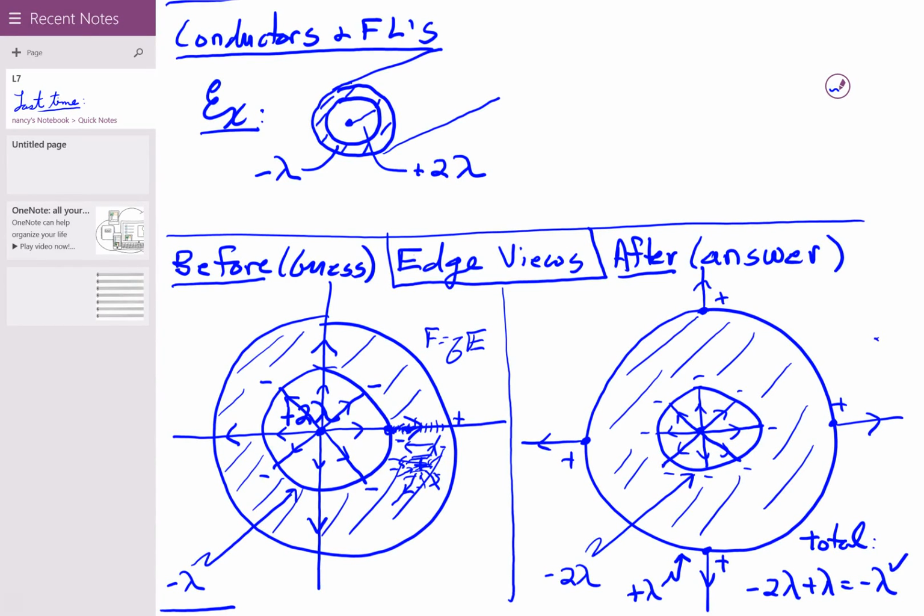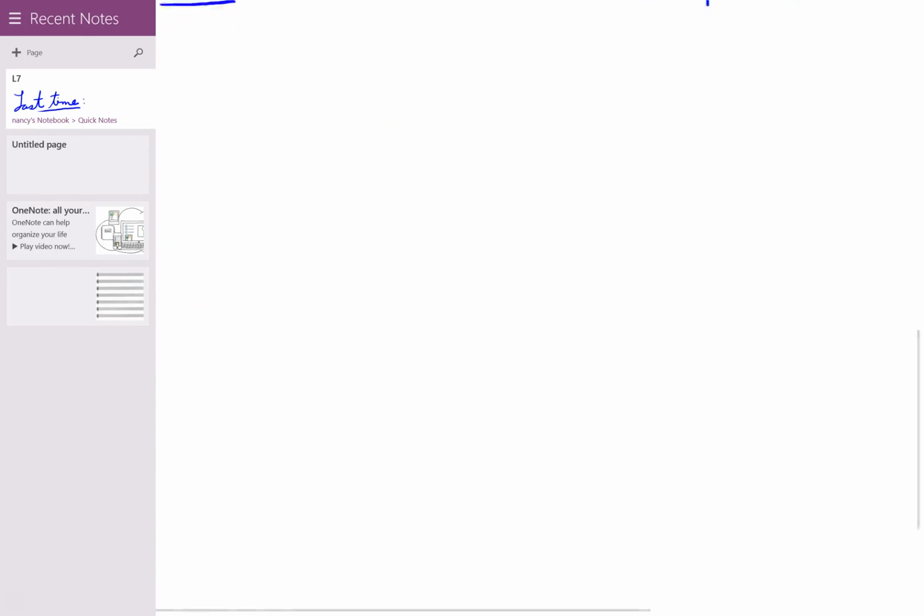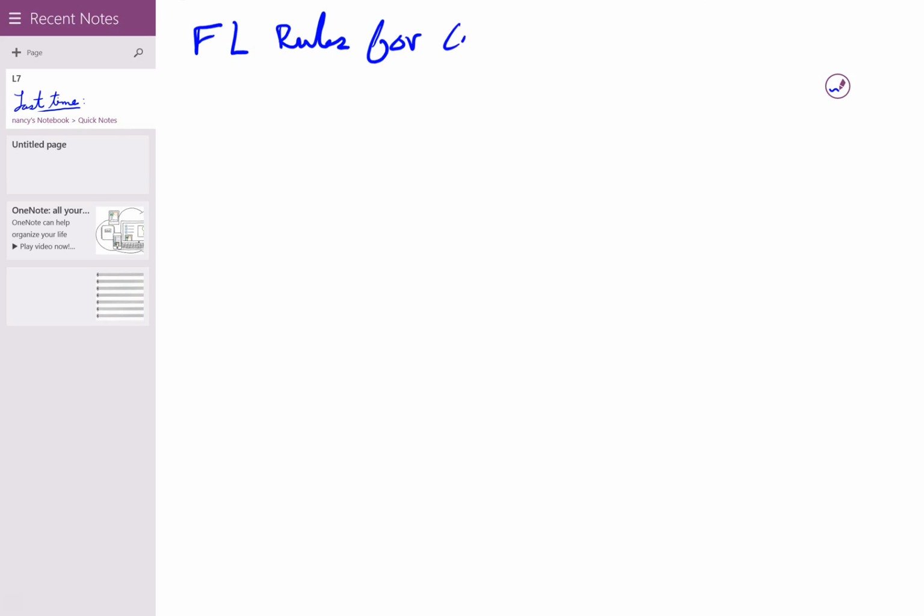Okay, so let's see what general rules we can begin to draw from this. Let's take a look at field line rules for conductors. There are going to be 5 of these, just like we had 5 general rules for field lines.